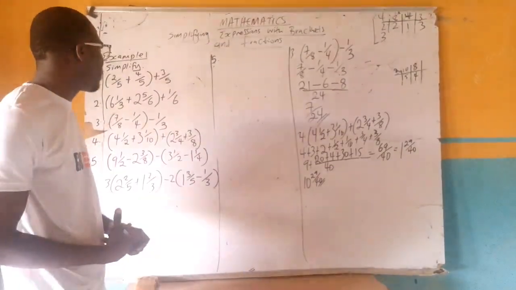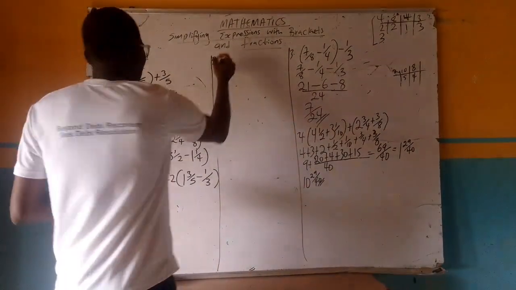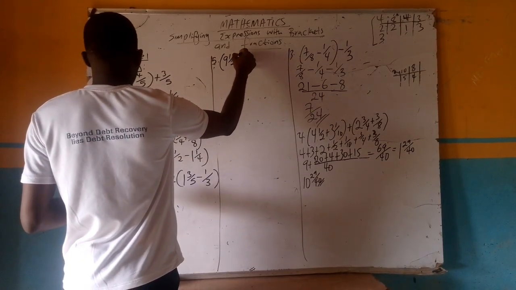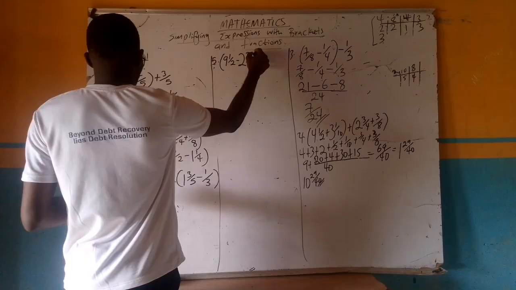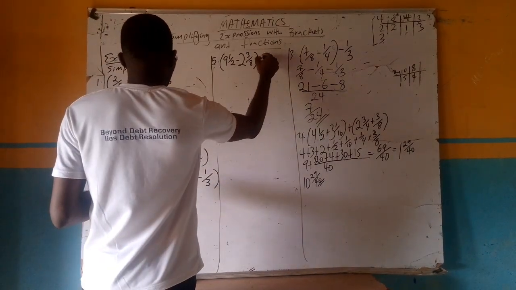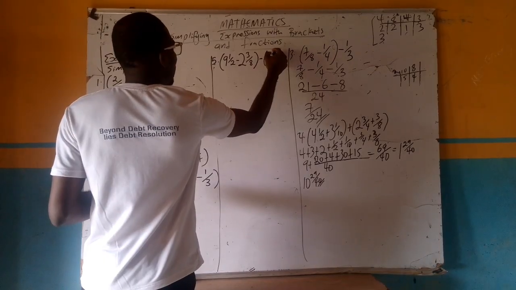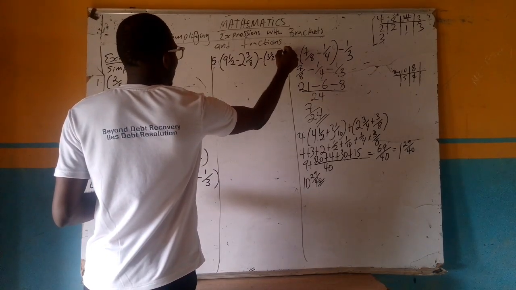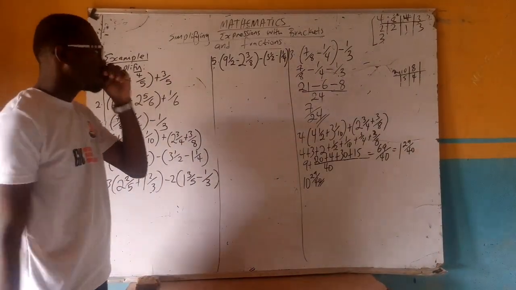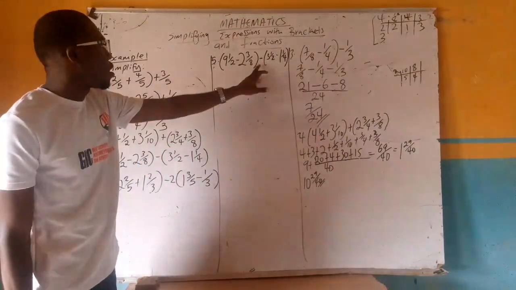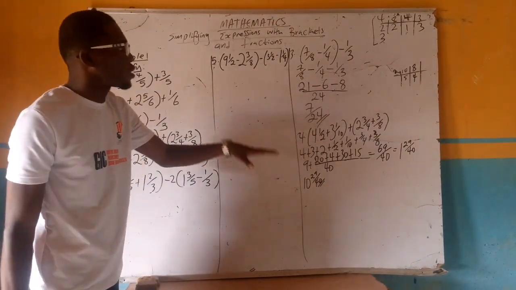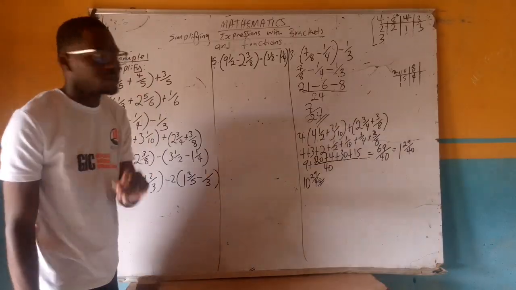So for number 5 question, we have open bracket 9 whole number 1 over 2 minus 2 whole number 3 over 8 close bracket. Then we have minus 3 whole number 1 over 2 minus 1 whole number 1 over 4. So for us to solve this question, we have to take into account that this is quite different from other examples that we have solved so far. Why? This is the difference.